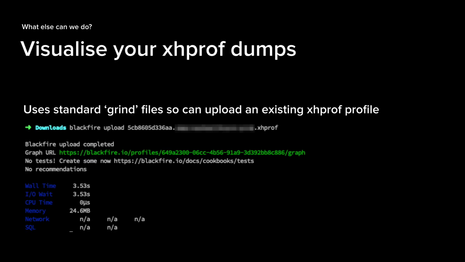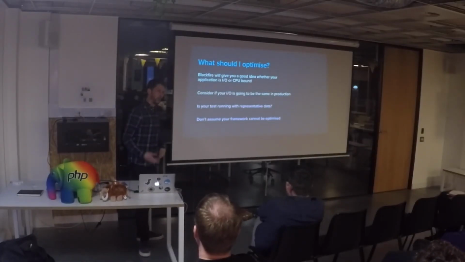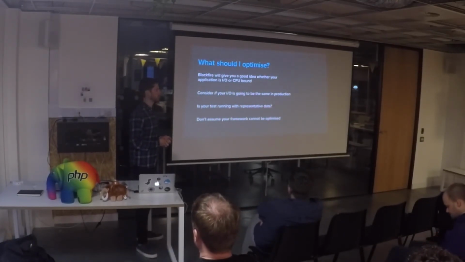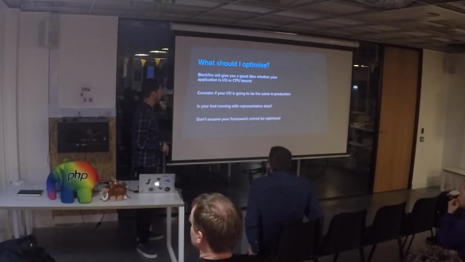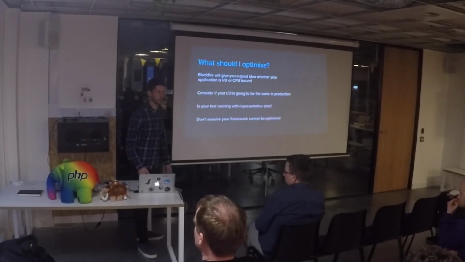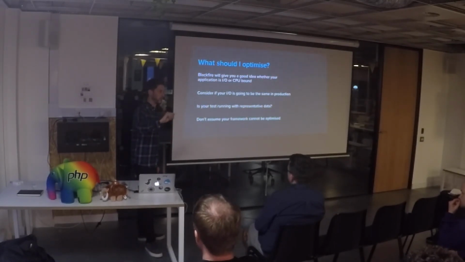Yeah, we talked about visualizing XHProf dumps. And talking a little bit about what you should optimize. Blackfire itself will give you a good idea where your time is being spent, whether that's in I/O or CPU. If you're running that on your local machine, you need to think, is the disk on my laptop the same as the disk in AWS or something? I've got a local SSD here. In Amazon, it's probably going to be over a network. There's going to be some DNS in there. It's going to be fast, but it's going to be different.